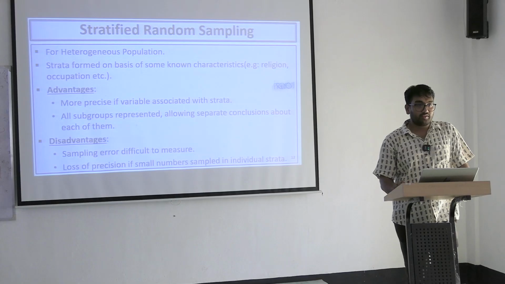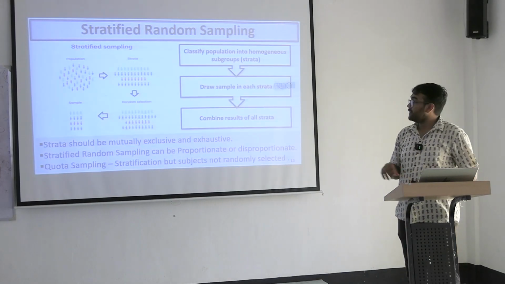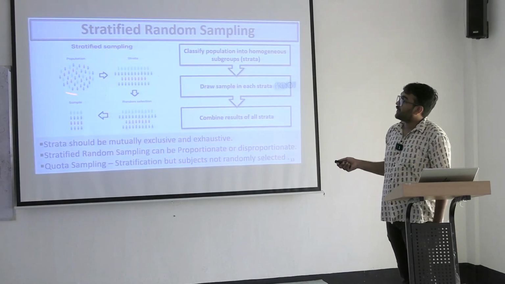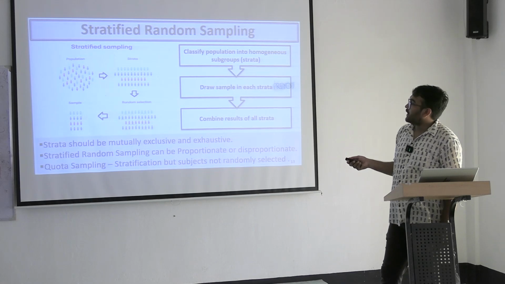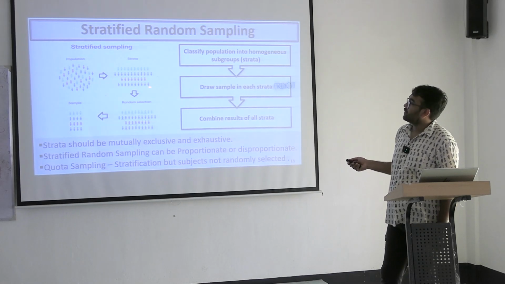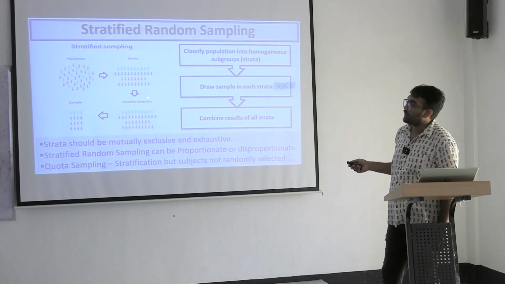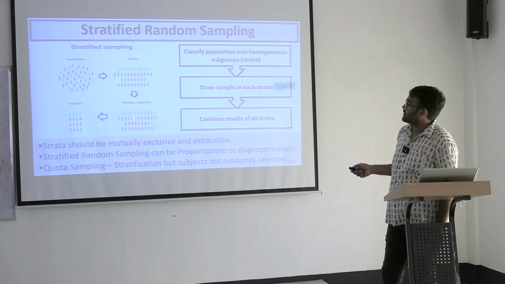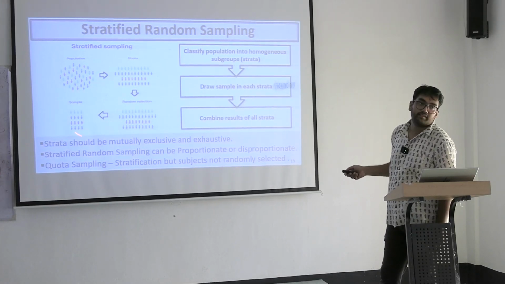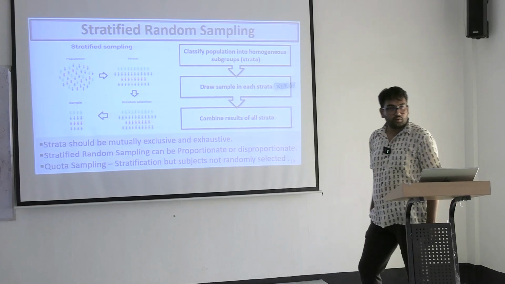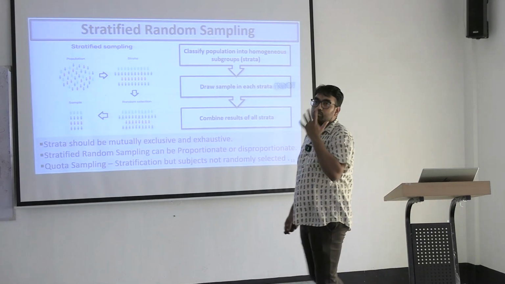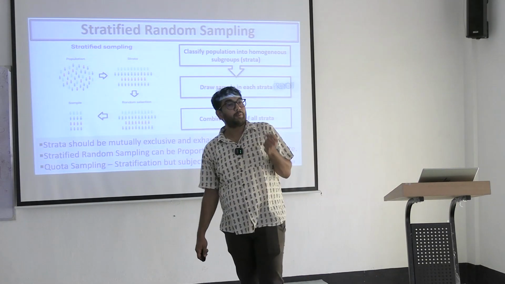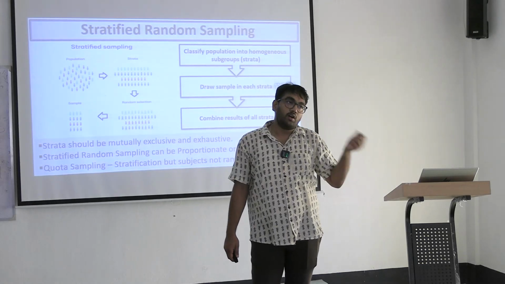Just like this you see the population, in that people are there of different colors, each color represents one strata. So we first divide the population into some strata, then we do random selection from the strata and we get the sample.